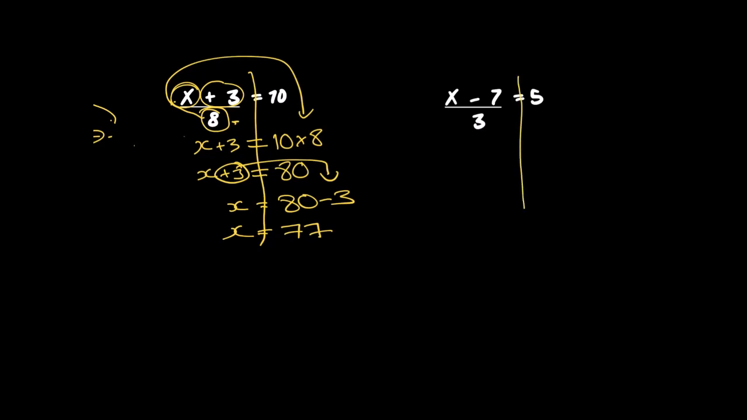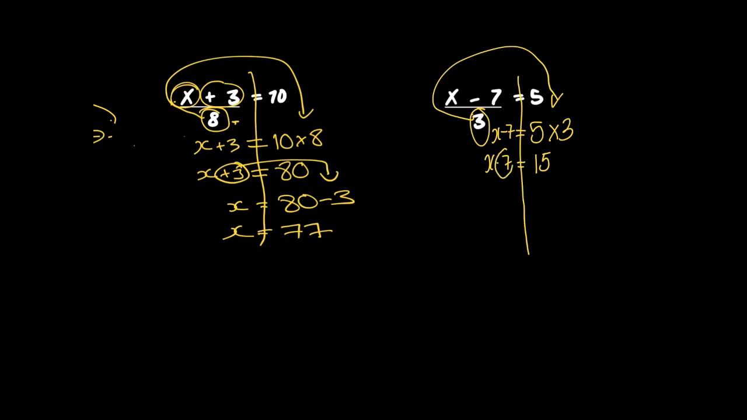Okay, so we'll go ahead and do this one now. So the first thing I'm going to bring across is my divide by 3. So the opposite of divide by 3 is multiply. So I'm going to do 5 times by 3. 5 times by 3 is 15. Now I haven't dealt with my x take away 7 yet, so it's still there.